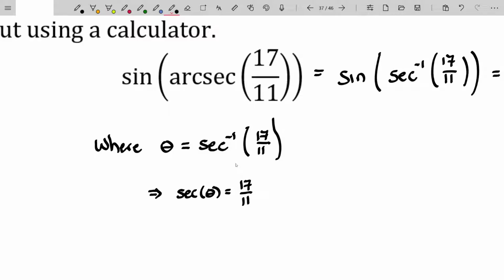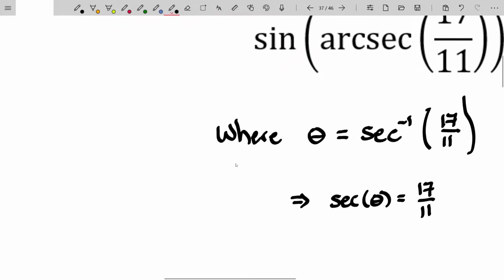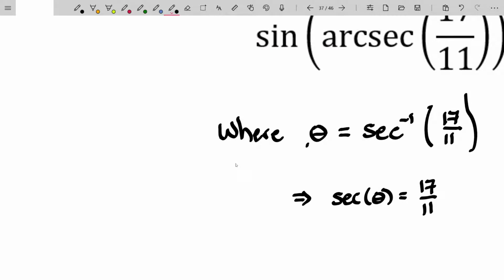But here's the critical piece. Theta, I think I was using blue ink before, so I'll continue with that. Theta is restricted to be an angle in two different quadrants, just like all inverse trig functions return in two different quadrants. For example, the cosine inverse returns in quadrants 1 and 2. The sine inverse returns in quadrants 1 and 4. The secant inverse is a weirdo. It returns in quadrants 1 and 3.